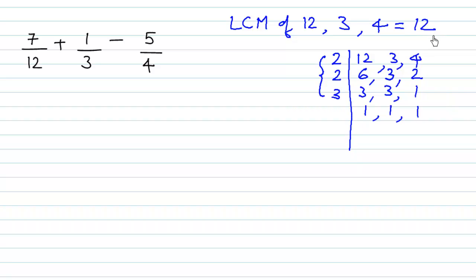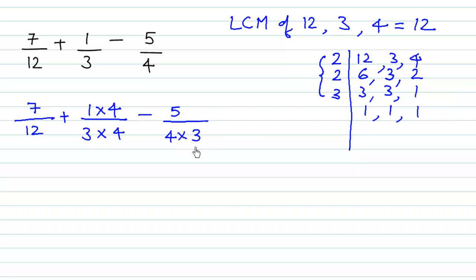So the idea is make all the denominators 12. This denominator is already 12. So 7 upon 12 should be written as it is. And then 1 upon 3, we can multiply 4 in the denominator so as to make this denominator 12 and 4 in the numerator also. And then 5 upon 4, so we can multiply a 3 in the denominator, 4 threes is 12. And we can multiply a 3 in the numerator also.